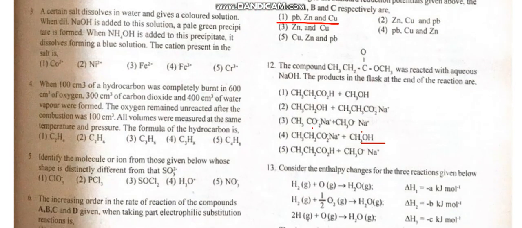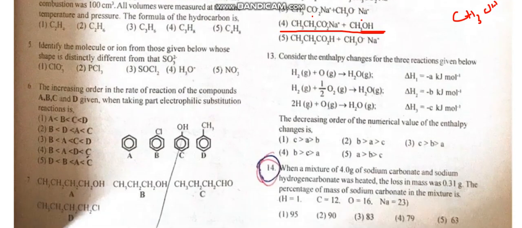The compound CH3CH2COOCH3, so this is the ester molecule, it is reacted with aqueous NaOH. So you know when you put ester with NaOH, first the carboxylic acid part and the alcohol part will separate. Okay, CH3CH2COOH and CH3OH will be produced. Then this carboxylic acid will further react with NaOH and form the salt of the carboxylic acid. So this is that salt. You can see these are the products there. The fourth one is the answer.